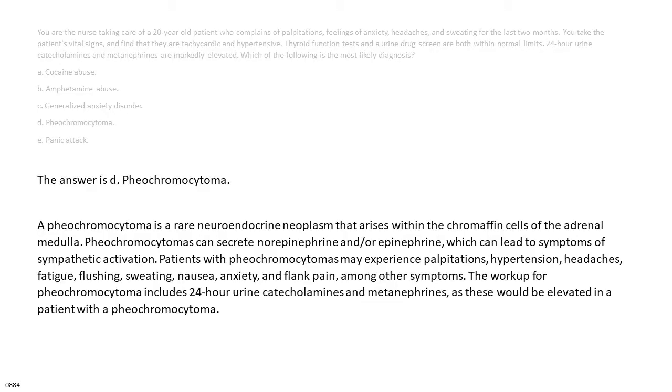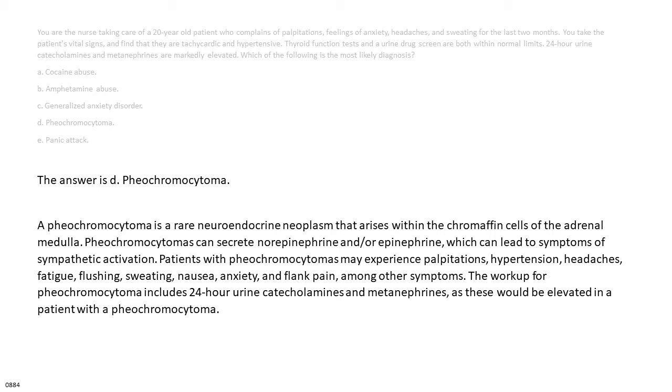The answer is D. Pheochromocytoma. A pheochromocytoma is a rare neuroendocrine neoplasm that arises within the chromaffin cells of the adrenal medulla. Pheochromocytomas can secrete epinephrine and norepinephrine, which can lead to symptoms of sympathetic activation. Patients with pheochromocytomas may experience palpitations, hypertension, headaches, fatigue, flushing, sweating, nausea, anxiety, and flank pain, among other symptoms.